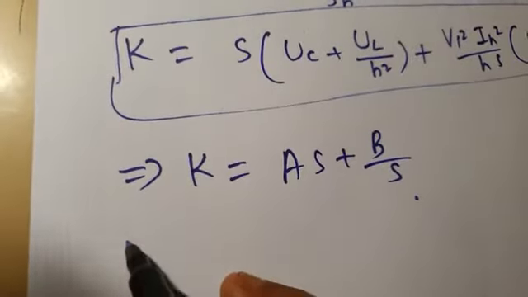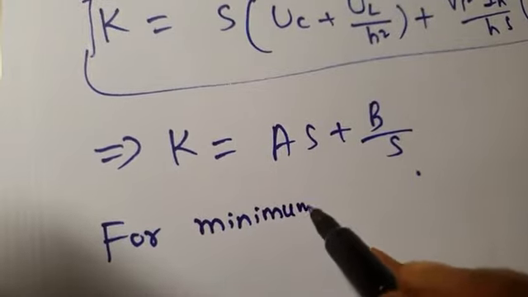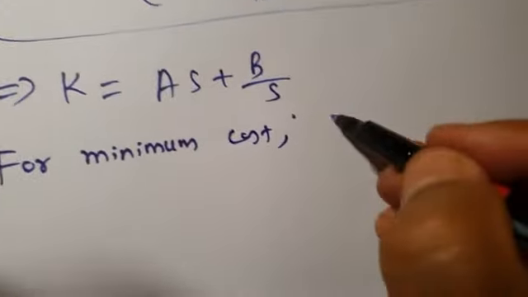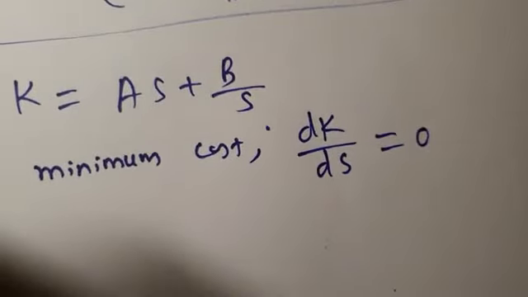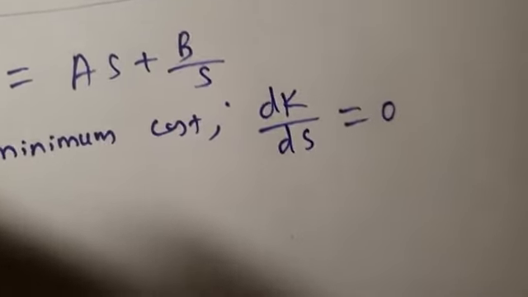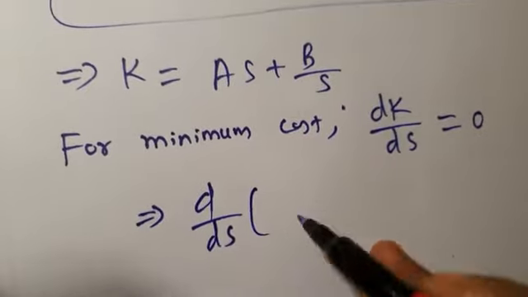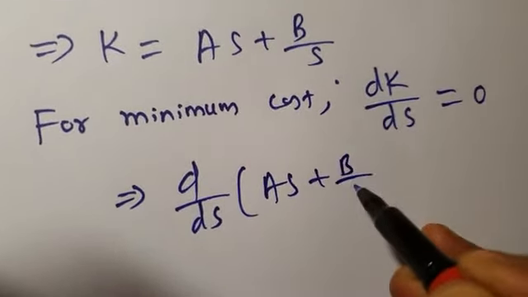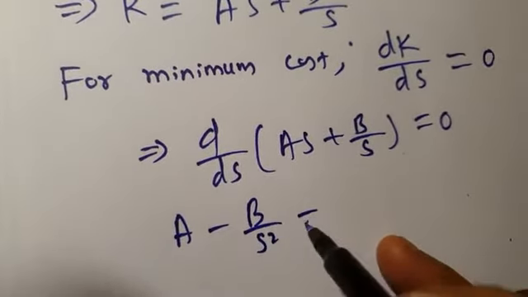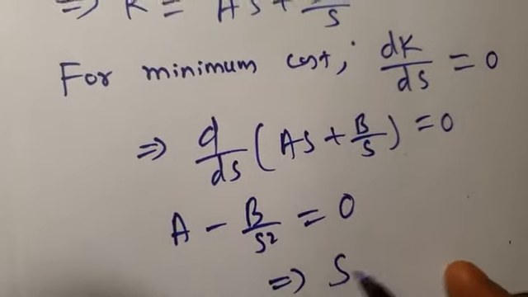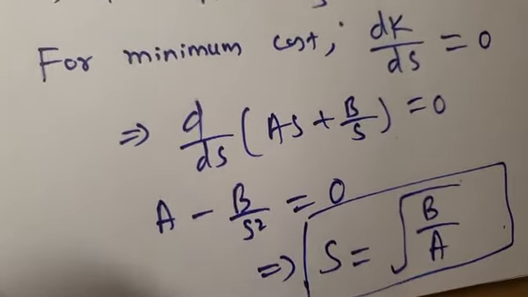Now for minimum cost, I have to design the filter for minimum cost. For minimum cost, I should substitute dK with respect to the rating of the filter dS equal to 0. So dK by dS should be equal to 0. That means d by dS of AS plus B by S is equal to 0. So this will give me A minus B by S square equal to 0. So this will give me S equal to under root of B by A. This is the condition for minimum cost of the filter.